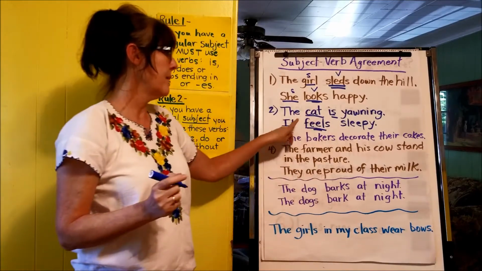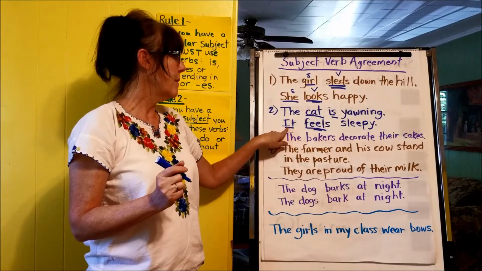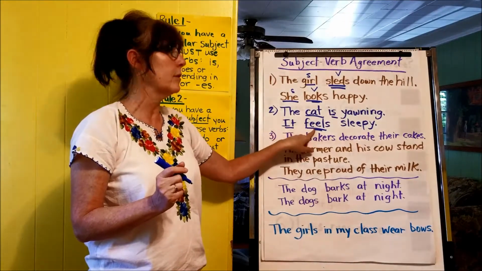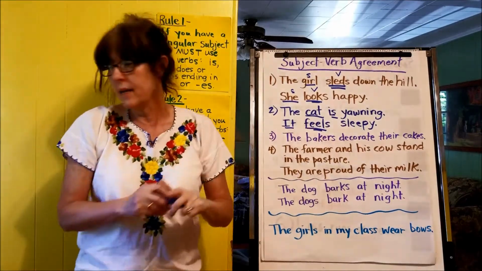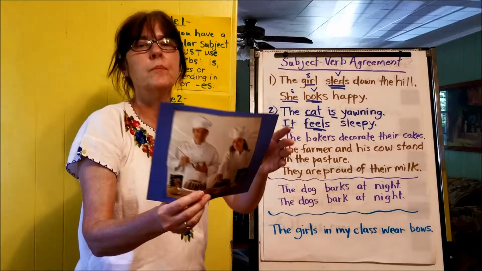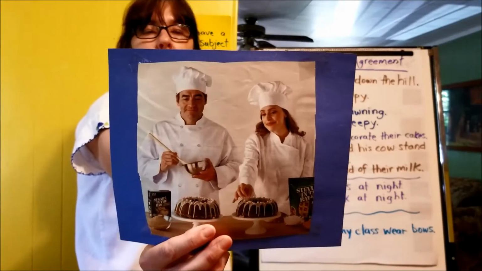I can also say about the cat, it feels sleepy. The cat is being replaced by the word it, but it's still a singular subject, and the verb is feels. It feels sleepy, right? So those are singular subjects. Let's take a look at some other pictures. Here we have another picture, and you can make up a sentence for it in your mind.